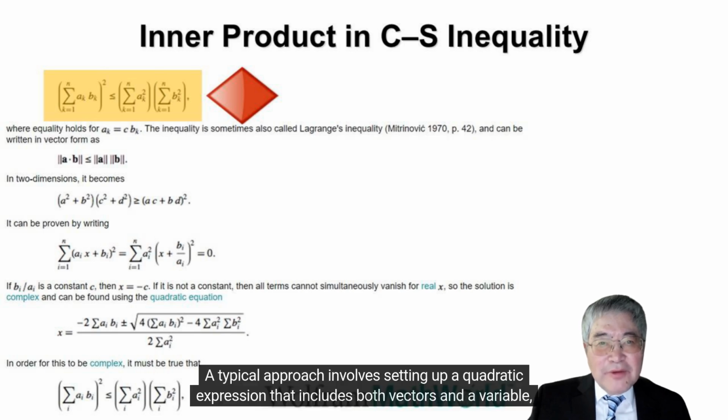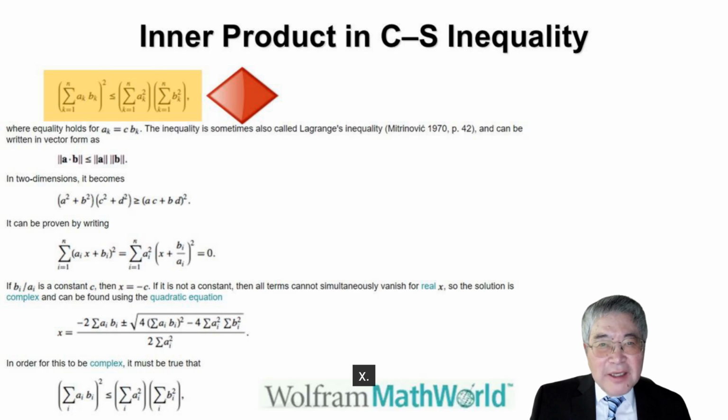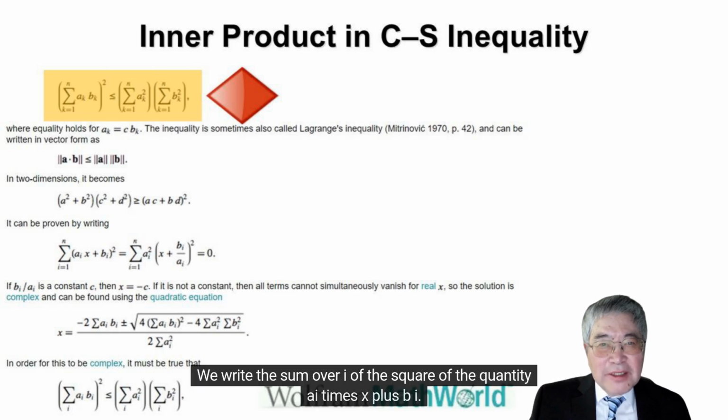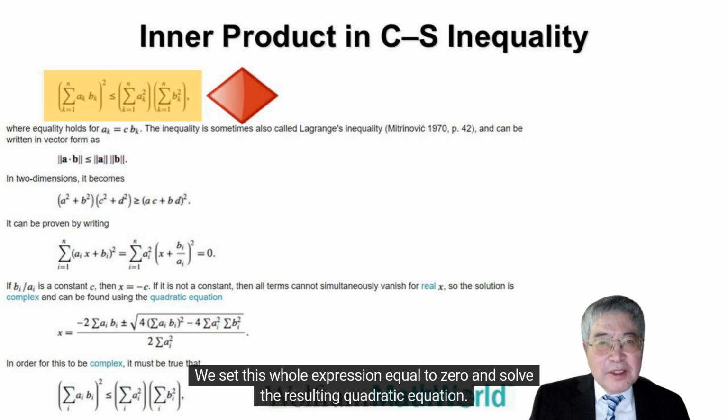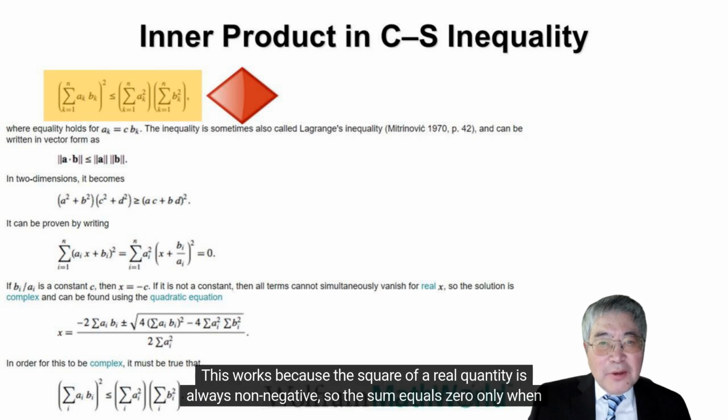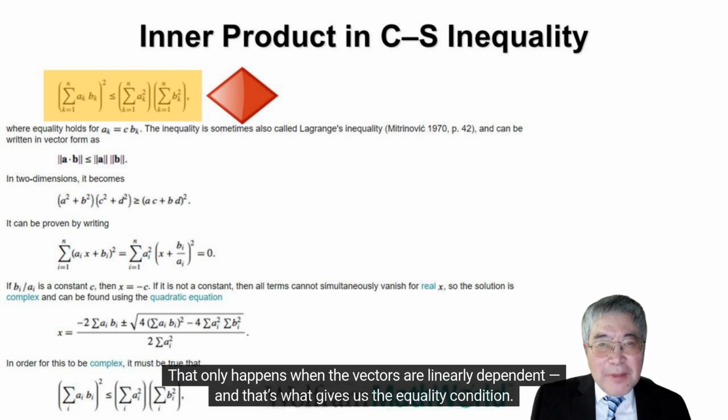A typical approach involves setting up a quadratic expression that includes both vectors and a variable x. We write the sum over i of the square of the quantity ai times x plus bi. This can also be written as the sum of ai squared multiplied by the square of x plus bi divided by ai. We set this whole expression equal to 0 and solve the resulting quadratic equation. This works because the square of a real quantity is always non-negative, so the sum equals 0 only when all terms vanish. That only happens when the vectors are linearly dependent, and that's what gives us the equality condition.